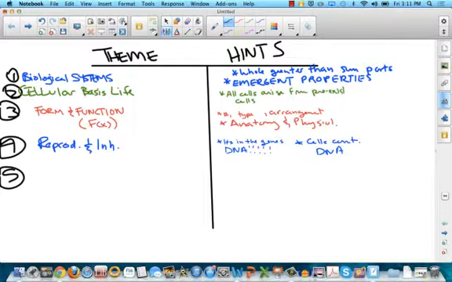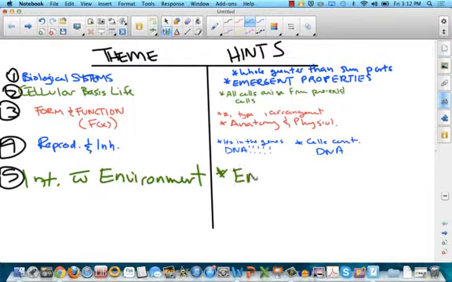Interaction with the environment. It is impossible to survive without interacting with our environment. We do it when we're awake, we do it when we are asleep, and we interact with our environments because the environment provides us our energy.